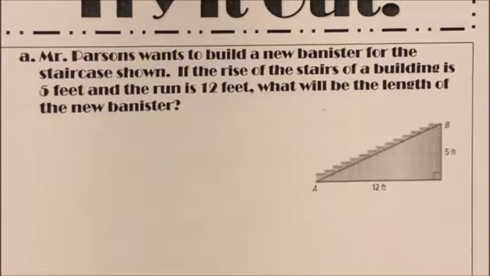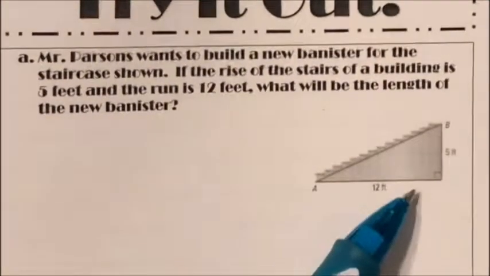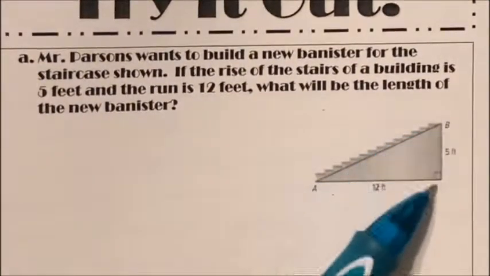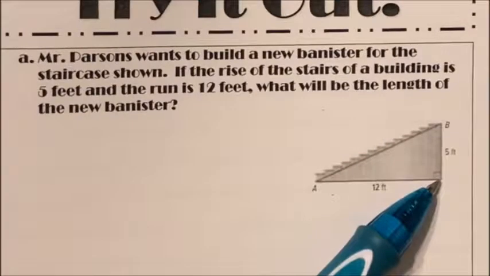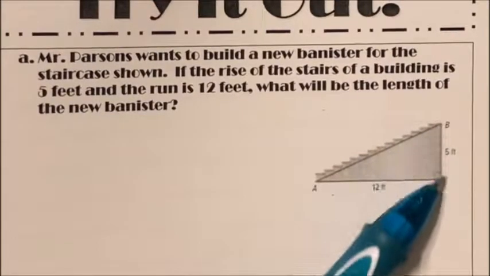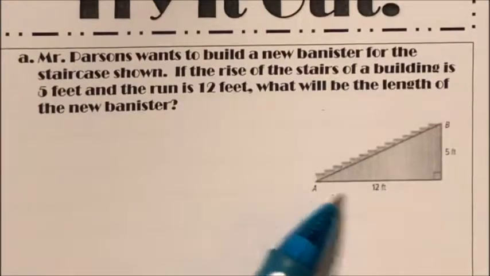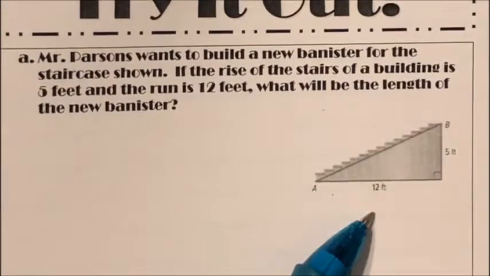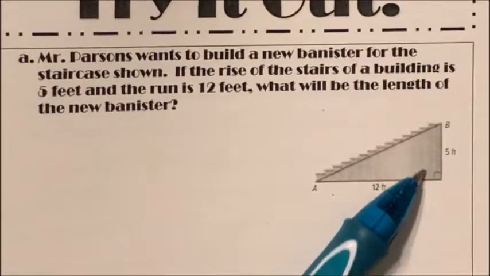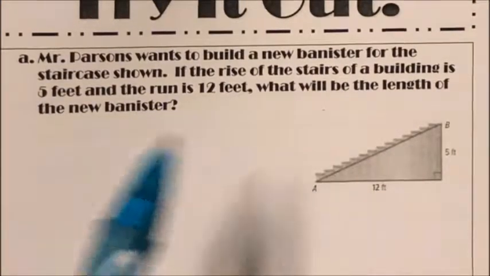Letter A says, Mr. Parsons wants to build a new banister for the staircase shown. If the rise of the stairs of a building is 5 feet and the run is 12 feet, what will be the length of the banister? So over here in my diagram, I have my set of stairs. So the rise, how tall they are, is 5 feet. The run, how long they are, is 12 feet. Notice that this forms a right triangle.